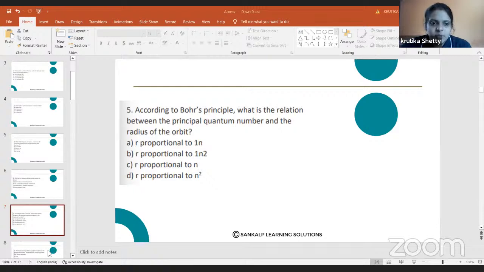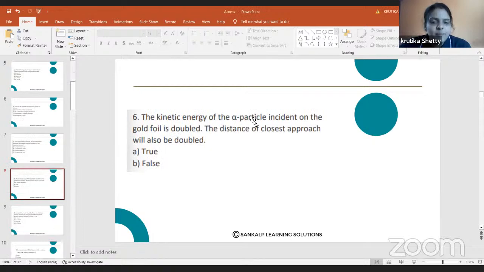R is proportional to n. Then the next question is, the kinetic energy of alpha particle incident on the gold foil is doubled. So kinetic energy is getting doubled here. The distance of closest approach will also be doubled. So whether it is true or false.